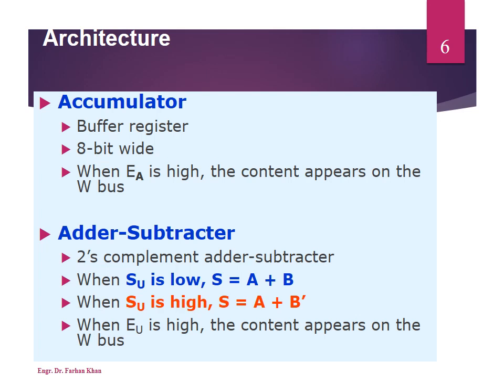Then we have the adder subtractor, which performs two's complement addition and subtraction. When SU is low, it performs addition, such that the contents of register B are added to the contents of register A, the accumulator. When SU is high, it performs subtraction using binary complement, so the contents of register B are first complemented and then added to the contents of register A. When EU is high, the contents appear on the W bus.